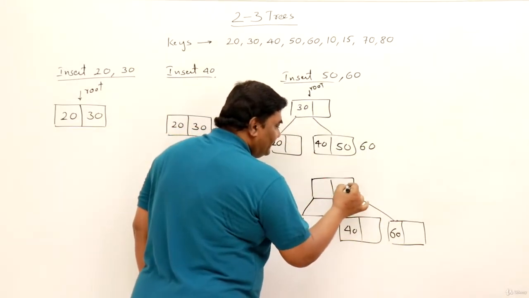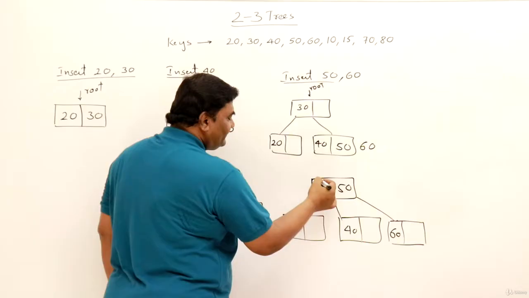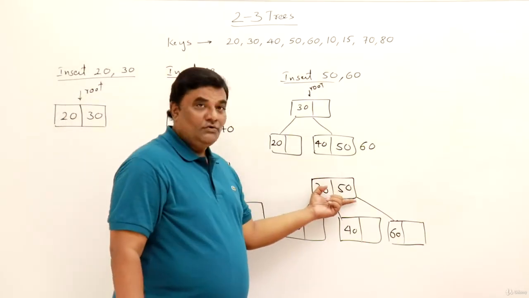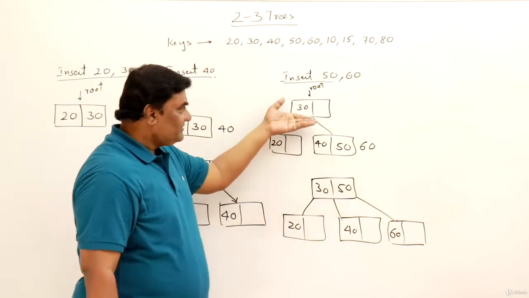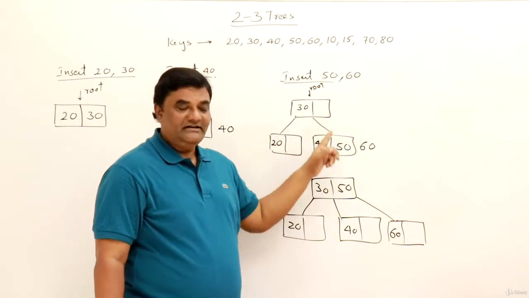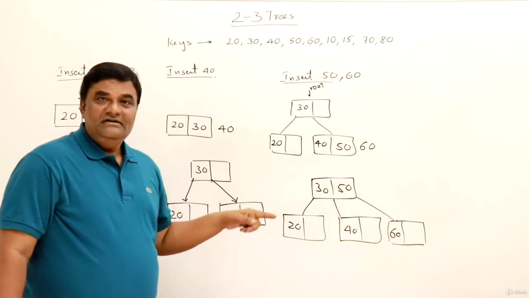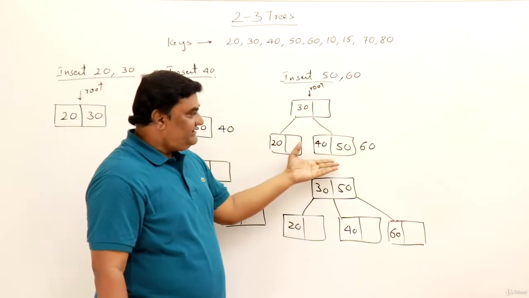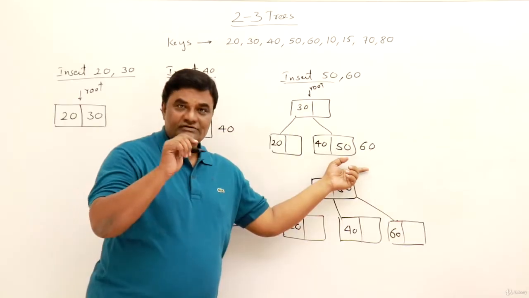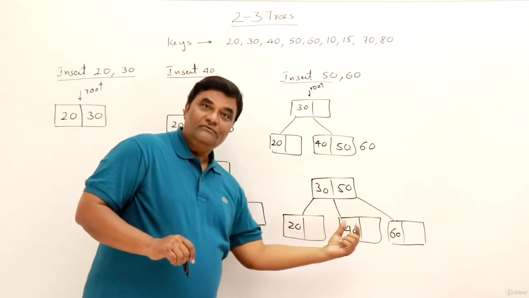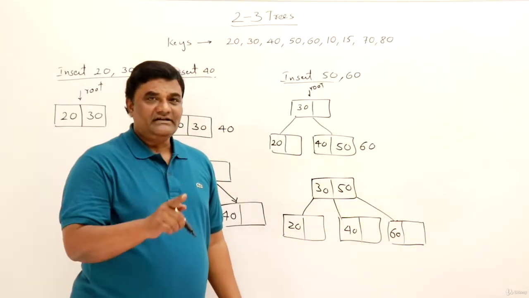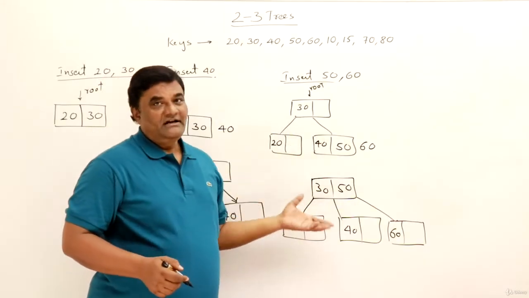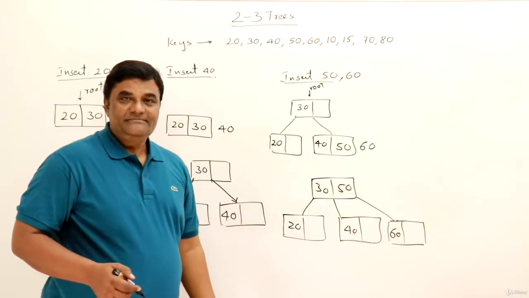So 50 will go here, and this was already 30, so let it be as it is. I don't have to create a separate node for 50 because the node was already there in the parent and the blank space was there. So I have stored 50 there. This is how 60 is inserted. Insertion of 50 was easy, directly we inserted. Insertion of 60 caused a split, one more split. How many new nodes are created? Only one new node is created because the parent was already there and 50 got a place there.